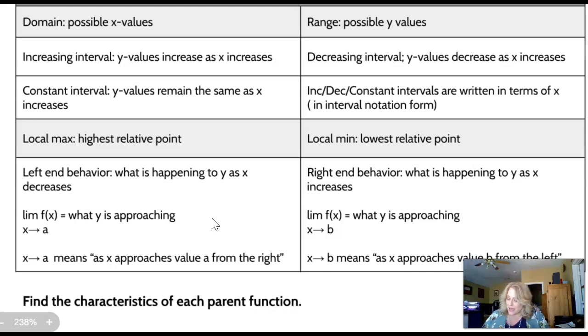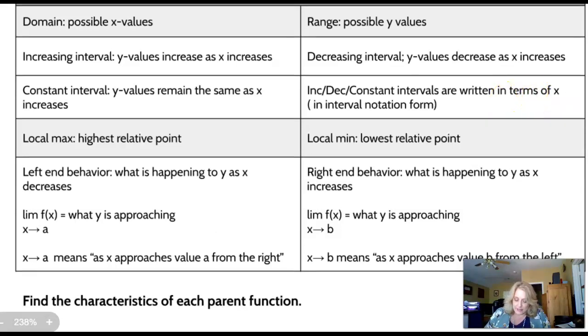And we name that in terms of x. That might be worth underlining or circling, but we do that in interval notation form using x. So we name it based on what's going on with x. All right, and then the highest relative point and the lowest relative points are the maximums and minimums. That's just the highest or lowest point or points on the graph. There could be more than one maximum, so it's not an absolute maximum. It's all the possible maximums, all the possible minimums.